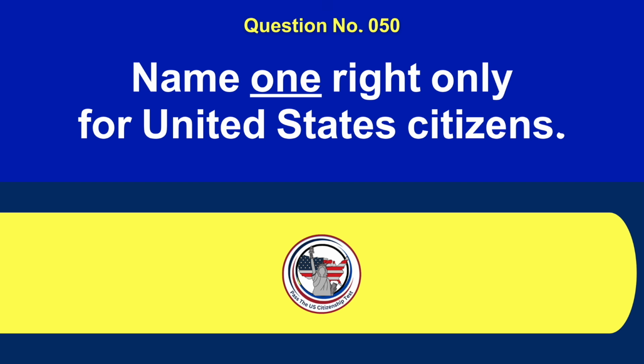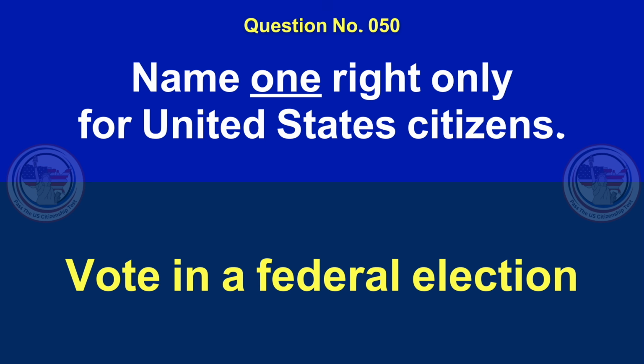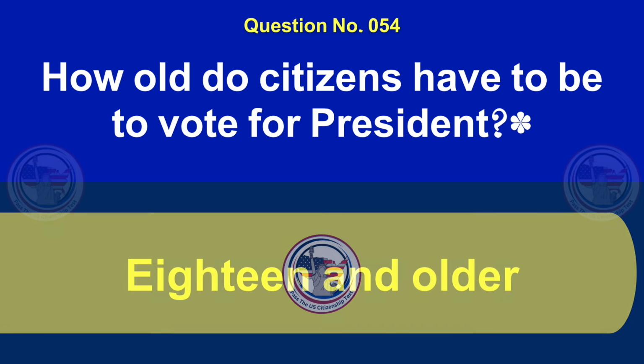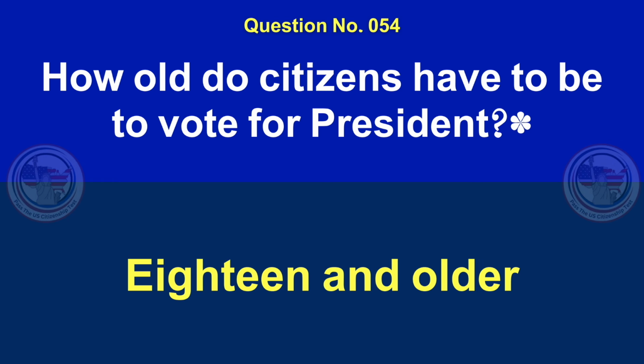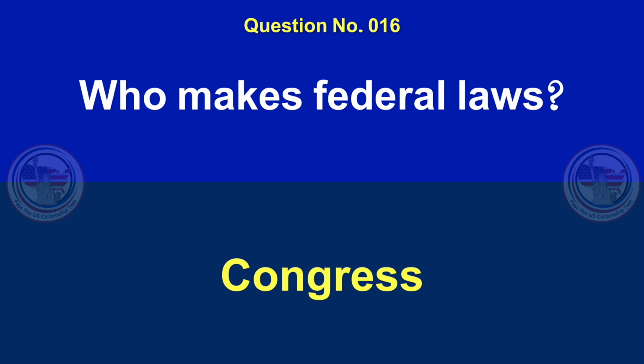Name one right only for United States citizens. Vote in a federal election. How old do citizens have to be to vote for president? 18 and older. Who makes federal laws? Congress.